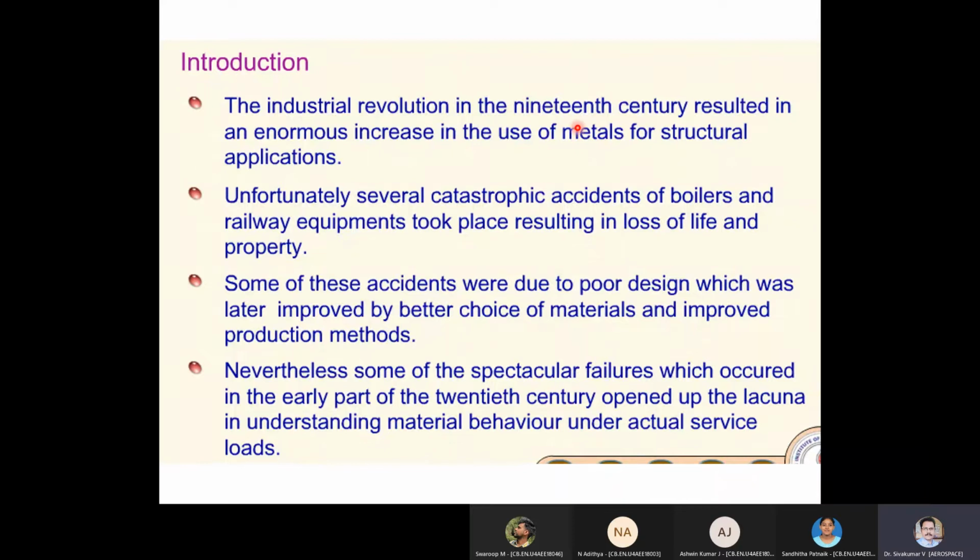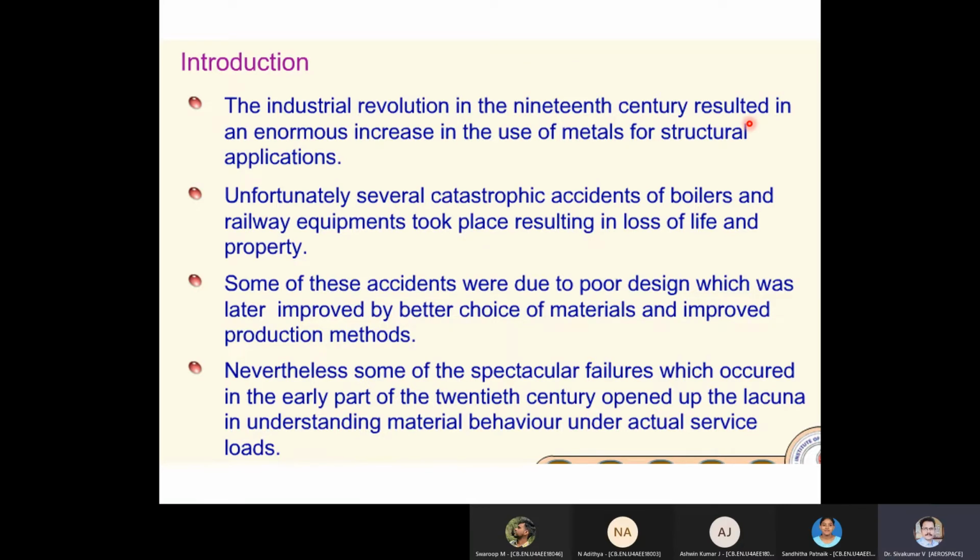In the 19th century, okay, now we are in the 20th or 21st century. But if you see 100 years back, in the 19th century, the industrial revolution had come. In the beginning of the 19th century, people actually started using metals like iron, aluminum, and so on for structural applications. But until then, they were using different types of wood, clay, mud, and things like that.